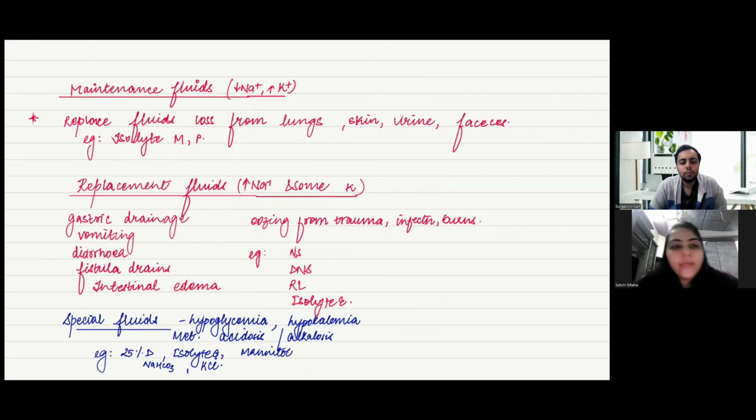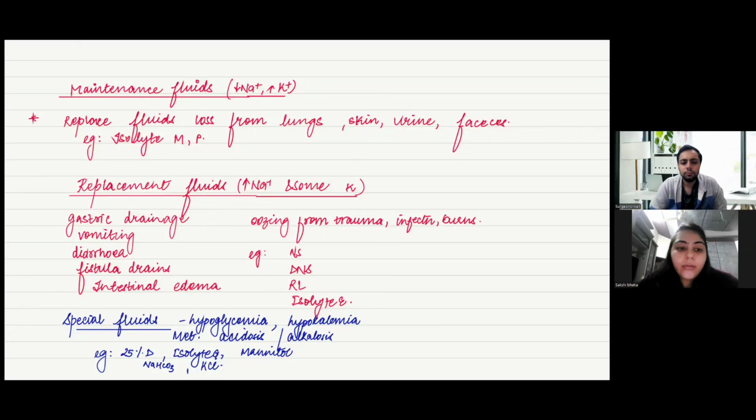Next, we have maintenance fluids and replacement fluids. Maintenance fluids are low in sodium but rich in potassium. They replace the fluid loss from lungs, skin, urine, or feces. Examples of maintenance fluids are isolyte M and isolyte P. Next, we have replacement fluids, which are rich in sodium and also have some amount of potassium, and we can use them in cases of vomiting, diarrhea, intestinal edema, or gastric drainage. For example, we have normal saline, DNS, ringer lactate, and isolyte E as replacement fluids.